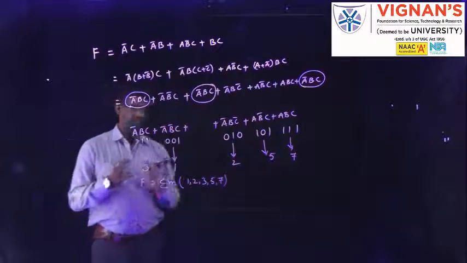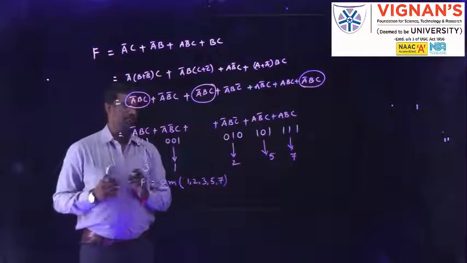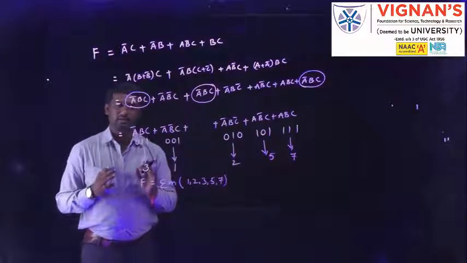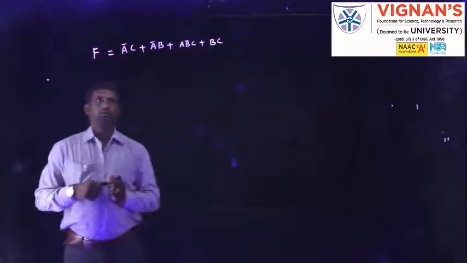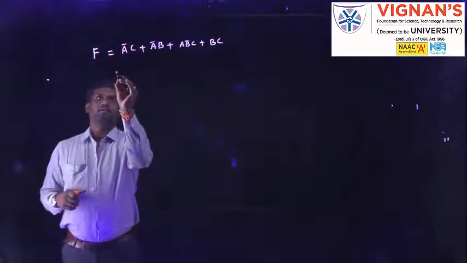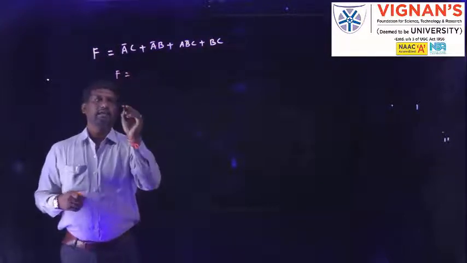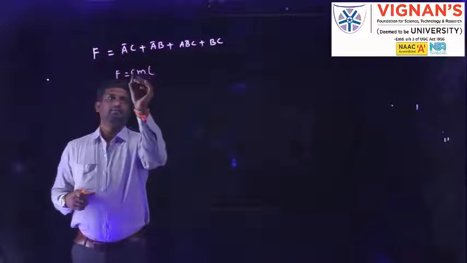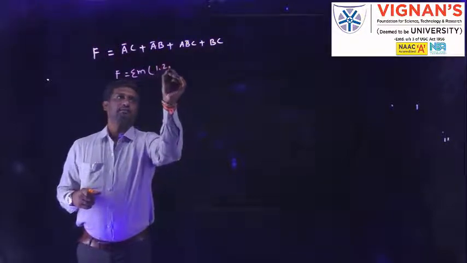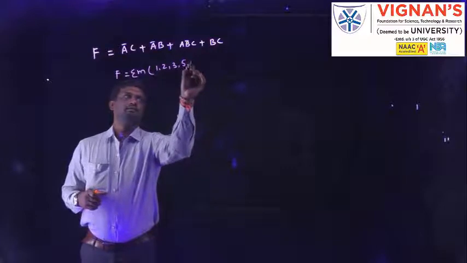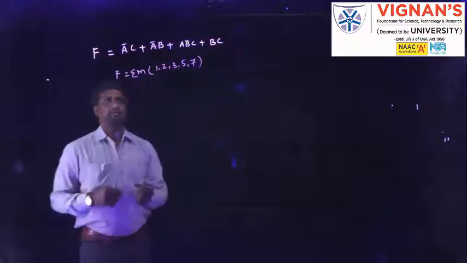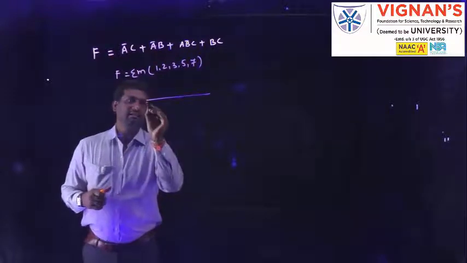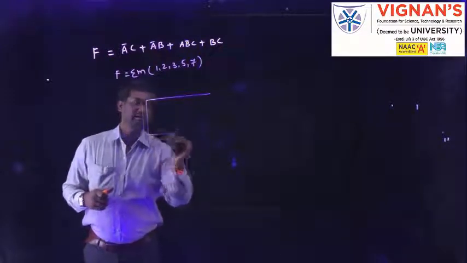Now we need to simplify this expression by using a 3 variable K-map. So after representing in canonical form, the minterms present are 1, 2, 3, 5, 7. So it is a 3 variable map, so 8 cells are there.